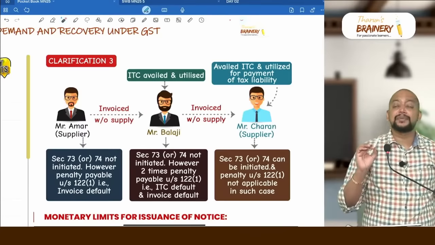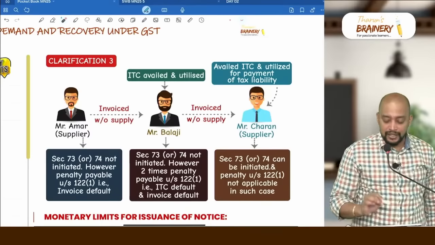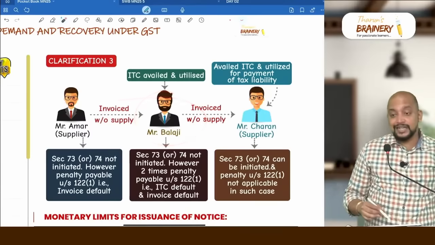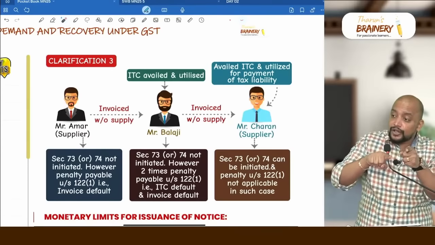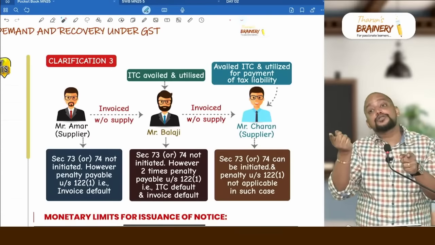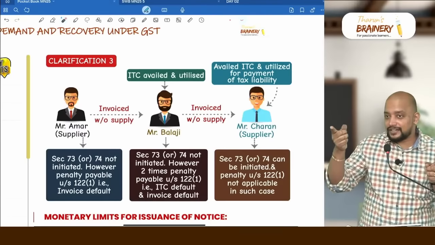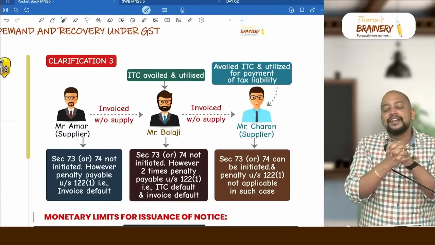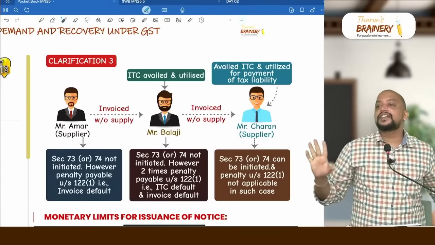Amar, so the penalty will be under section 122 subsection 1, that is invoice default. Whereas Mr. Balaji availed the ITC first and utilized it for payment of a liability. That liability is also fake, ITC also fake, liability also fake. You understood? So because of that, will there be any recovery from Mr. Balaji? No, no recovery from Balaji.